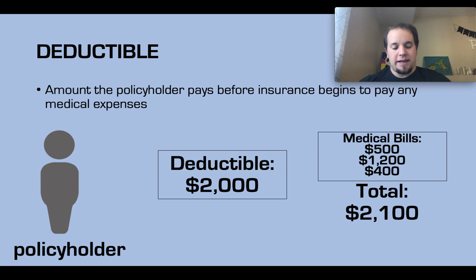So what this is saying is that the policyholder needs to pay $2,000 out of their own pocket first before insurance will begin to pay for anything. So that $2,000 you see here, completely out of pocket, and then that $100, insurance will begin to pay.